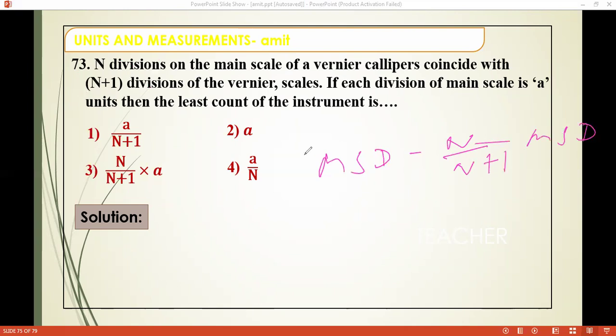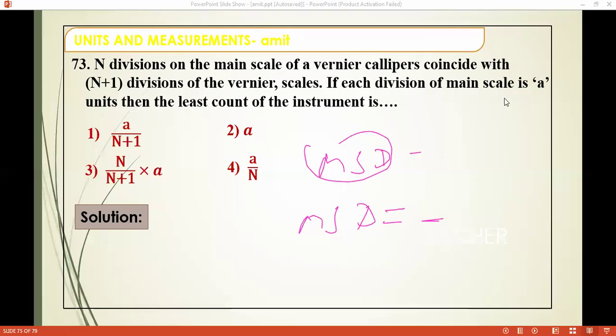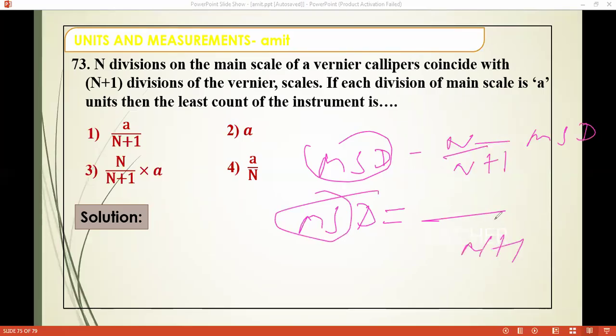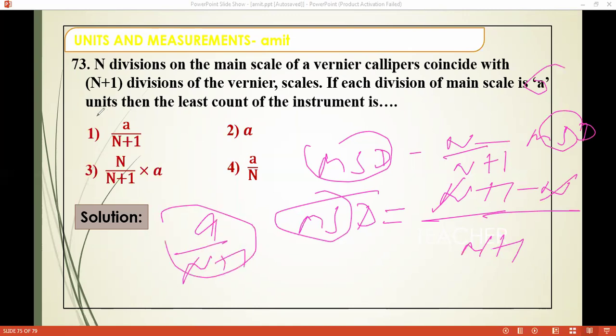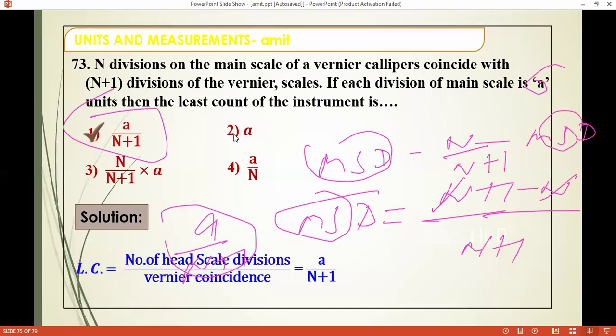If you take MSD common from here, what do you get? n plus 1 minus n over n plus 1, so this is 1 by n plus 1. And 1 MSD is equal to A. So basically A by n plus 1 should come. So this will be the answer. You can do it by an easier method as well.